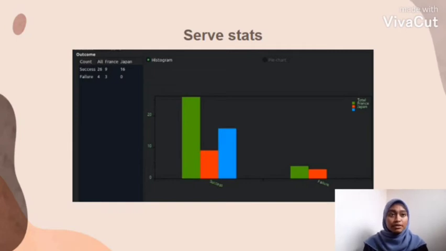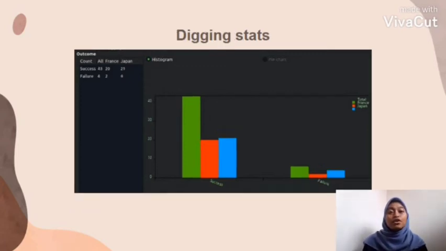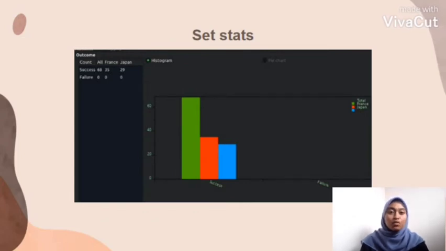For the serve, we can see that France has higher success compared to Japan, and for failure also, France is higher than Japan. For the digging stat, France has higher success compared to Japan, and also higher failure. For the set stats, we can see that both teams had no failure, but for success, France got higher success compared to Japan.